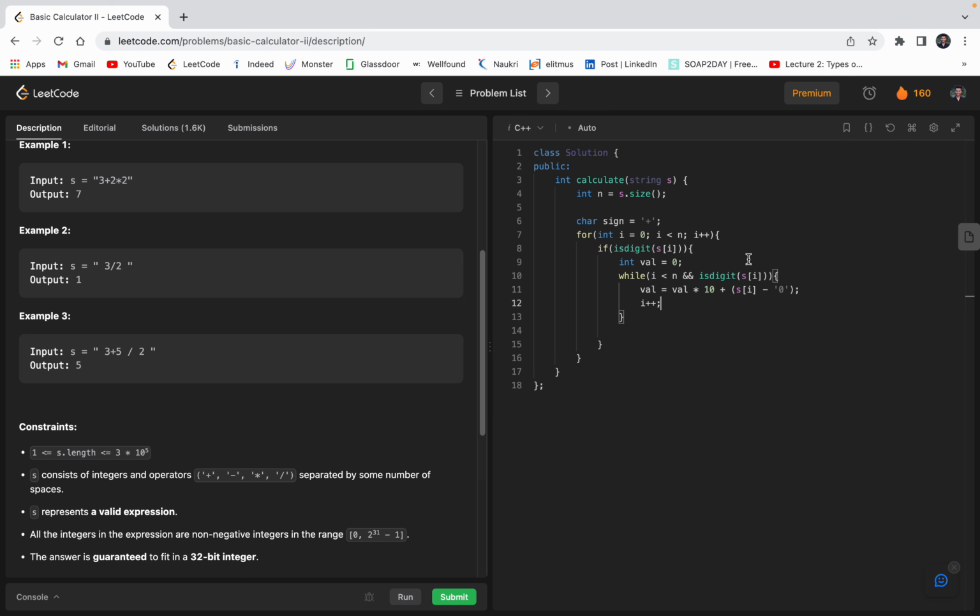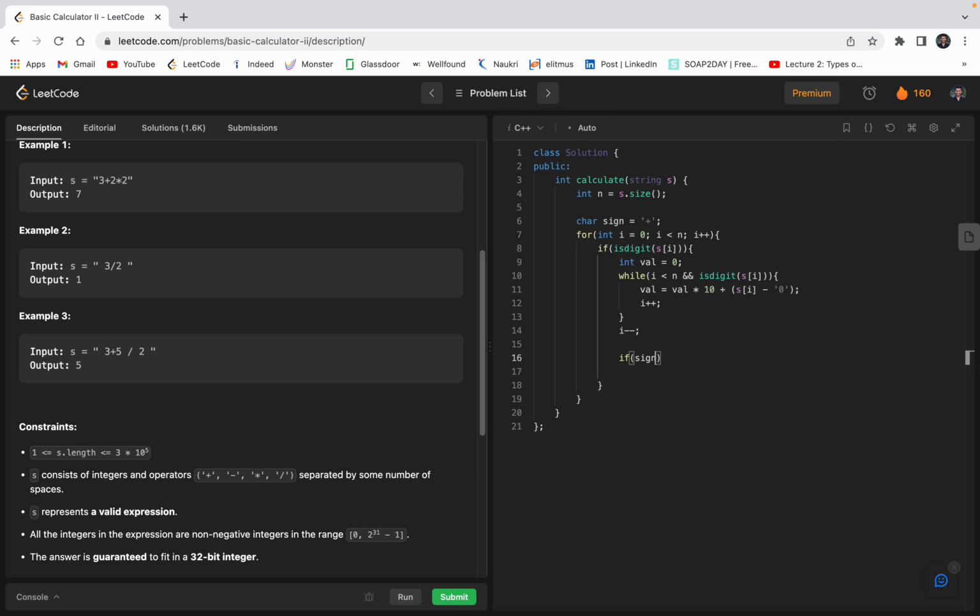Now a condition might arise when I am hitting some kind of sign operator, right? And in that condition this will fail. So I need to shift my i to the left. I mean, I need to decrease it by only one, because at the end this for loop is going to increase the i value. So let's decrease the i value. I hope you know what I'm doing here.